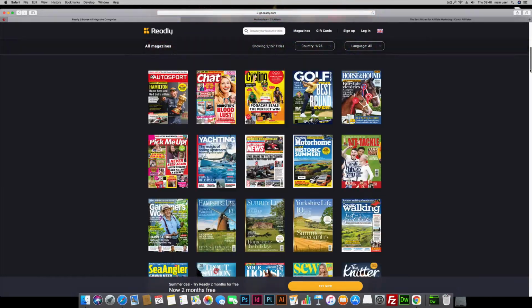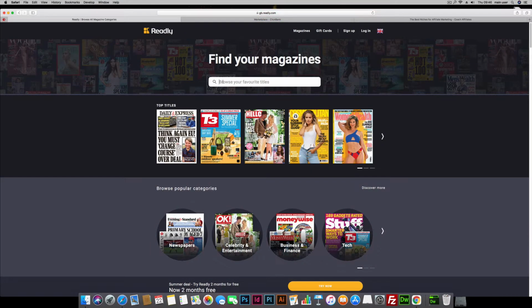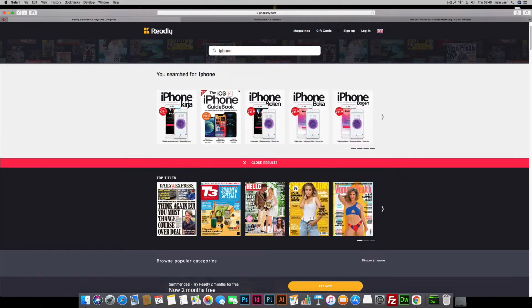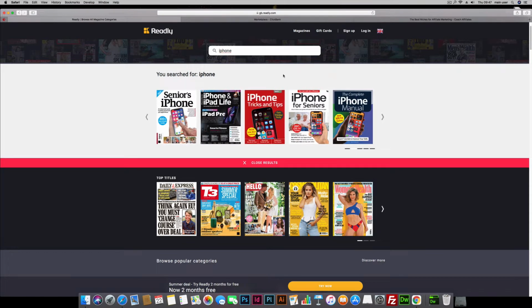I'll just type in iPhone, for example. You might think, well, that's a huge niche. Why would I want to do that? Well, as you can see, there's magazines on different things. And what I noticed was magazines for seniors who have an iPhone. Seniors iPhone, there's one magazine, and iPhone for seniors, a different magazine, but the same niche, obviously. That's a good niche market, iPhone for seniors. This is tapping into the senior market.